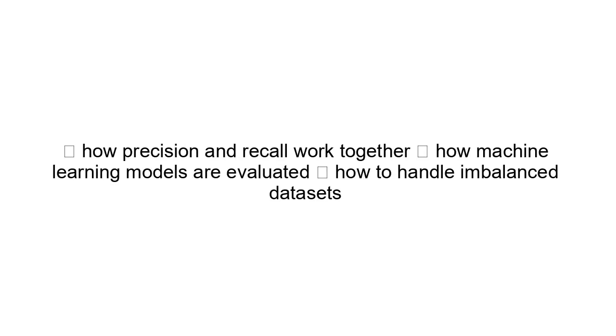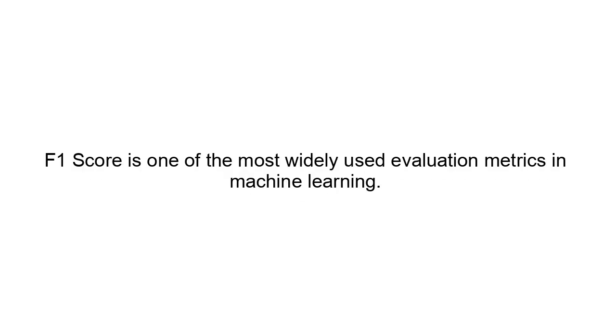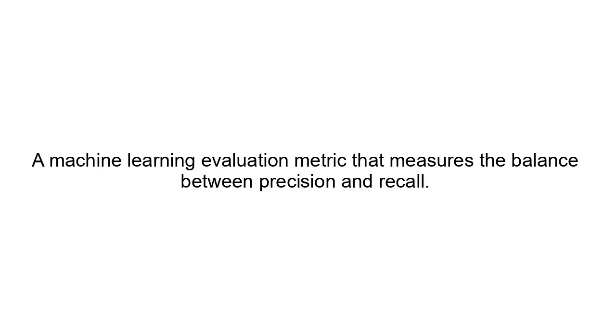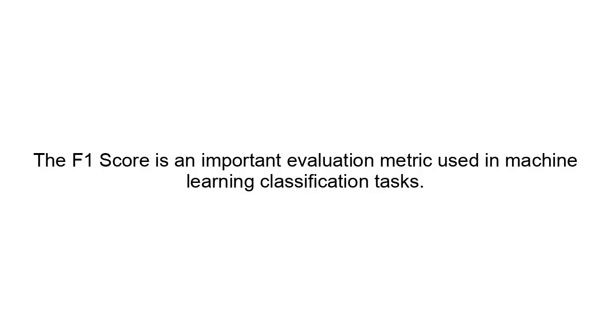Concepts learned from F1 score. Understanding F1 score helps beginners learn how precision and recall work together, how machine learning models are evaluated, and how to handle imbalanced datasets. F1 score is one of the most widely used evaluation metrics in machine learning. Simple definition. F1 score: a machine learning evaluation metric that measures the balance between precision and recall.